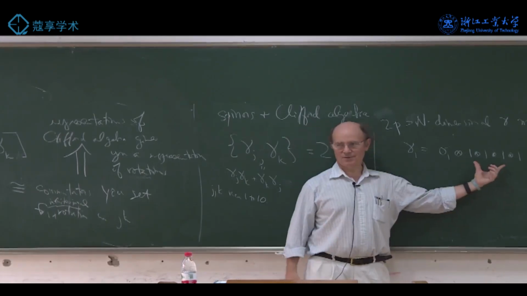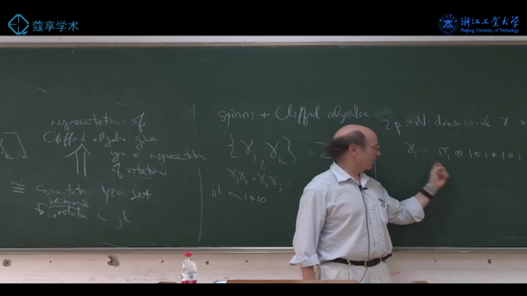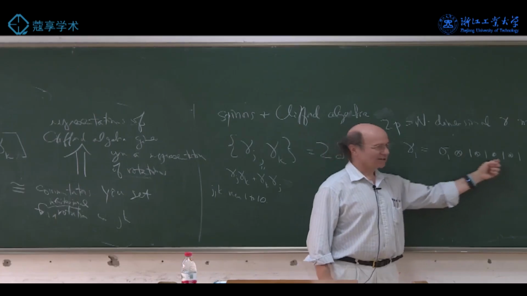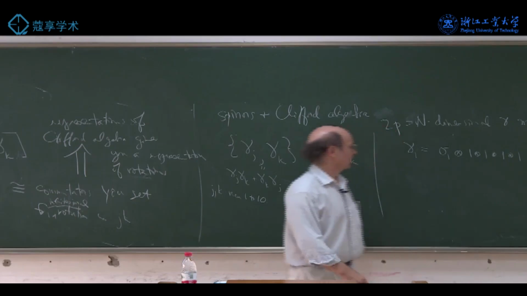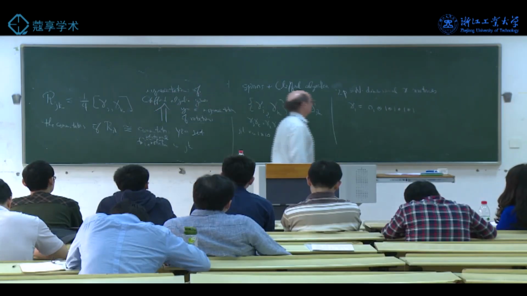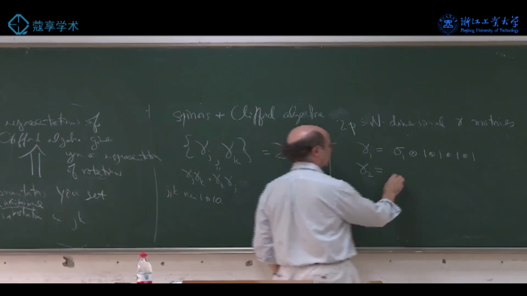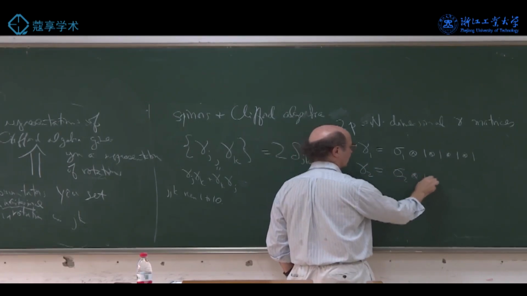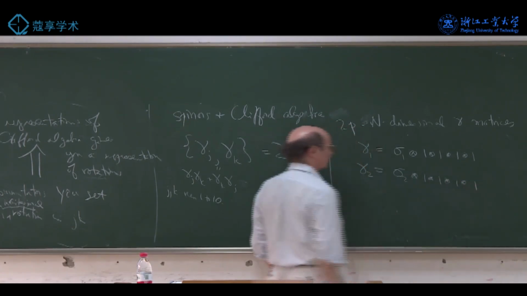I hope this tensor notation is not too scary for people. It just means you have 5 indices. Each of these acts on one of the indices. Each index has 2 components. And gamma 2 is sigma 2 cross 1 cross 1 cross 1 cross 1.